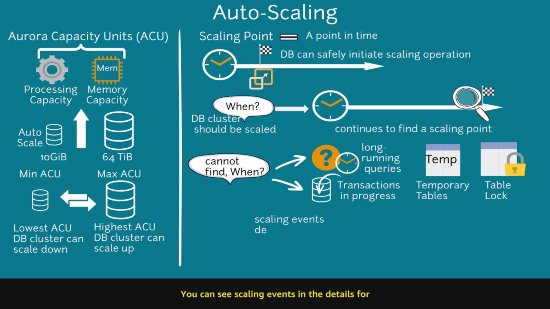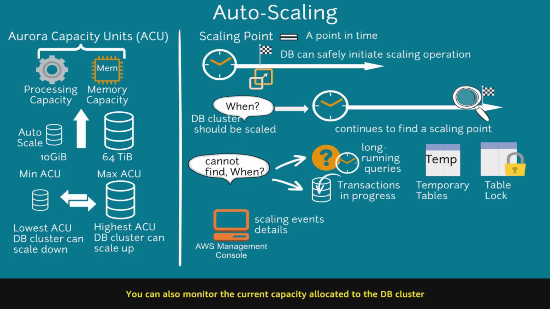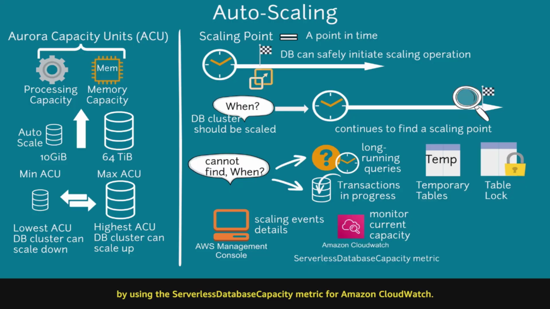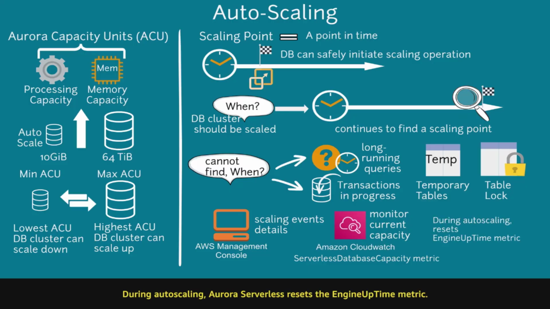You can see scaling events in the details for a DB cluster in the AWS Management Console. You can also monitor the current capacity allocated to the DB cluster by using the Serverless Database Capacity metric for Amazon CloudWatch. During autoscaling, Aurora Serverless resets the engine uptime metric. The reset metric value doesn't indicate any issues with seamless scaling, and doesn't mean that any connections were dropped.